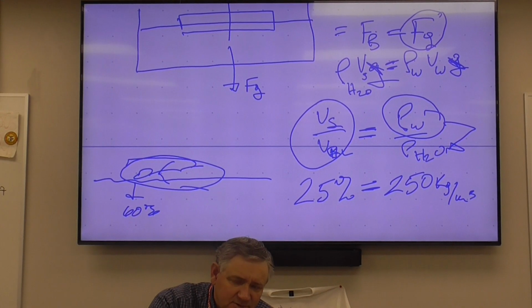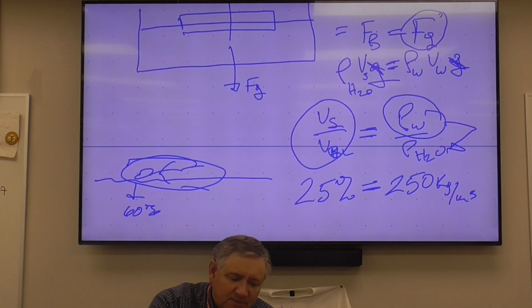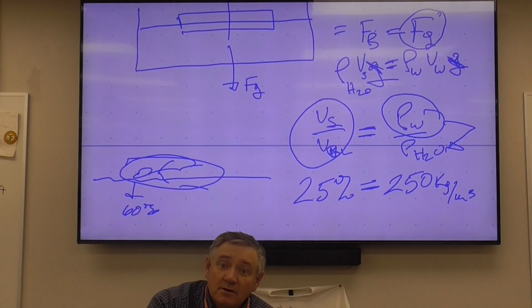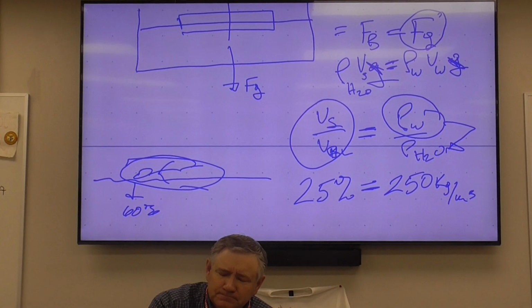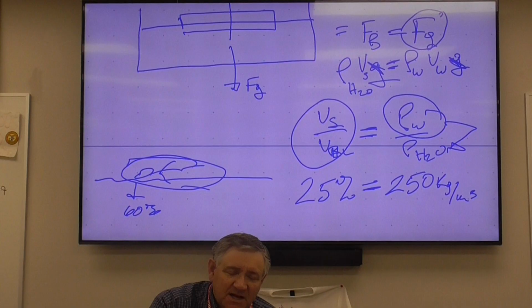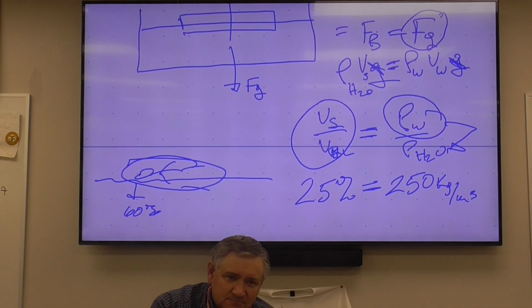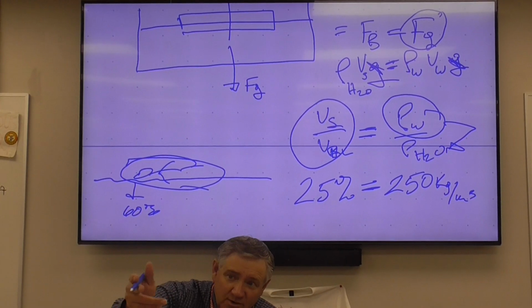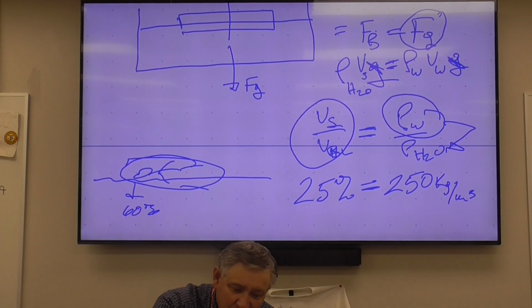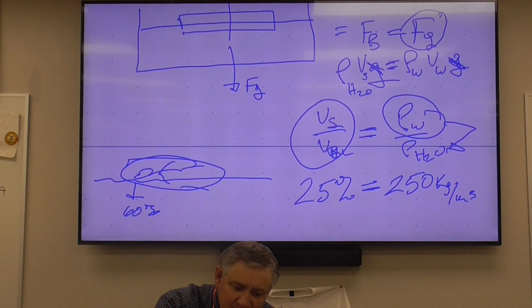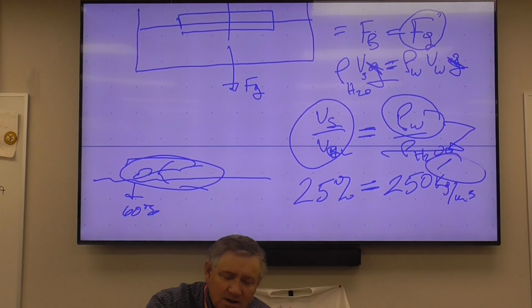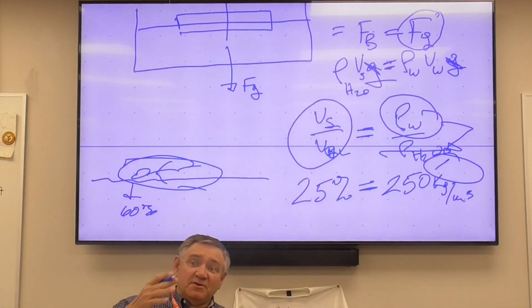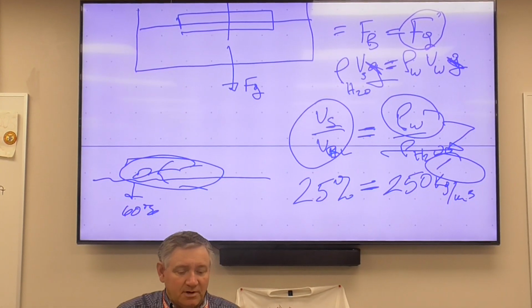Why is it easier to float in the ocean than in fresh water? Because there's more stuff in the ocean. Yeah, salt. Salt water is denser, it's got more mass. Stanley, you just said it: salt water is denser. So it's still going to be 25%, but 25% of a bigger number. That's why it's easier to float in salt water than in fresh water.